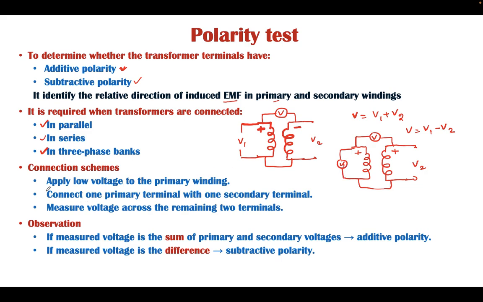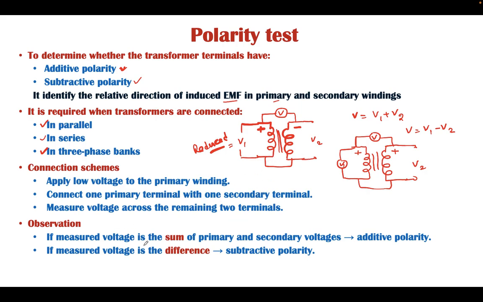When we are performing this polarity test, the voltage is always a reduced voltage. We cannot perform it at the rated voltage. We have to apply the reduced voltage. Otherwise, there will be a very high current flowing in the circuit, because two terminals of the primary and secondary are mutually shorted.